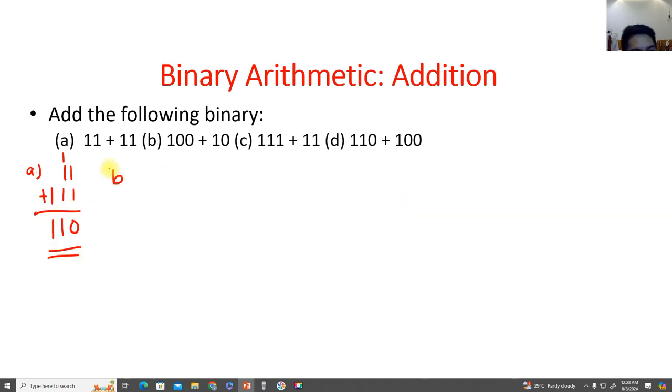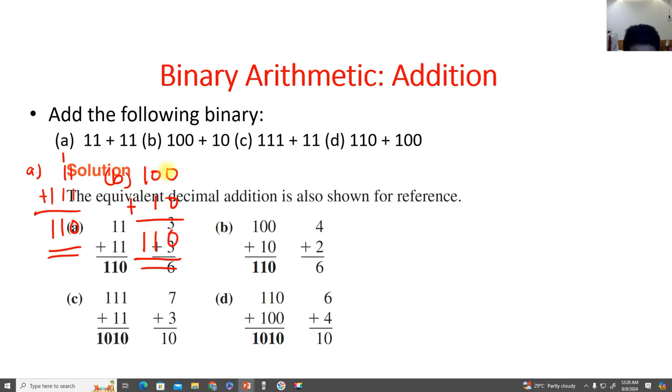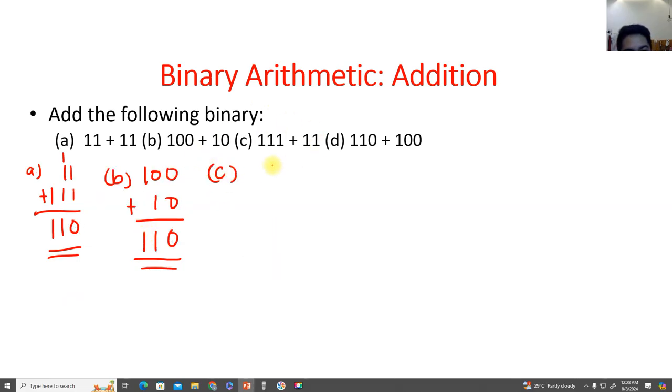For letter B, we have 100 plus 10. Very simple. 0 plus 0 is 0. 0 plus 1 is 1. 1 plus, bring down 1. So 110. And for letter C, we have 111 plus 11. So this would be 0. 1 plus 1 is 0, carry 1. And of course, 1 plus 1 plus 1 is 1, carry 1. And 1 plus 1 is 0, carry 1. Then you'll be having 1 here. So 1010.